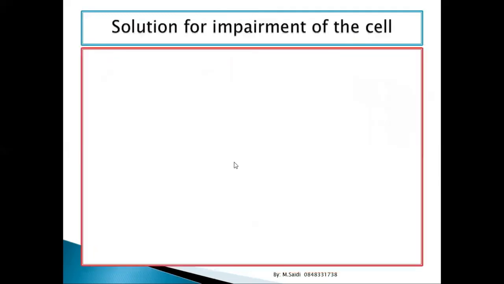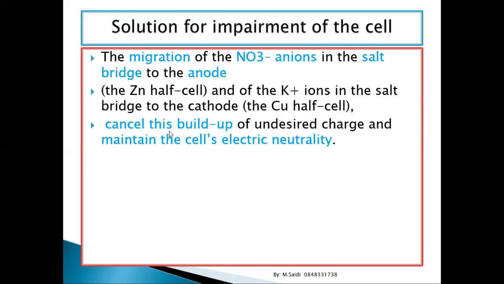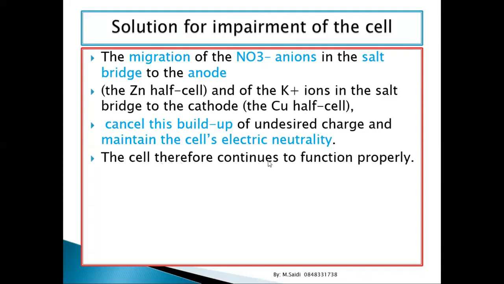That's it. That's how you can explain. You're saying that this cancels this build up of undesirable charge, maintaining the cell's electric neutrality. It means that it will be neutral. There will be no more fluctuation in the polarity, and the negative will remain negative. That is the function of the salt bridge. That's why we say that it brings about neutrality. So the cell therefore continues to function properly without any problem.